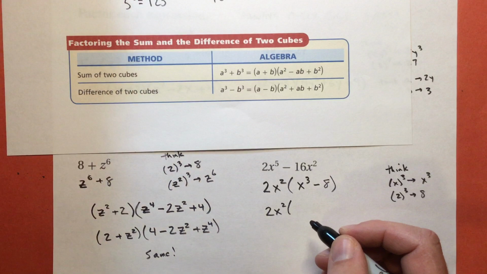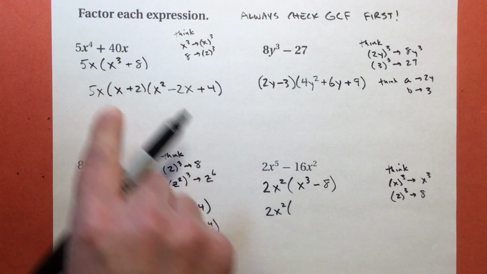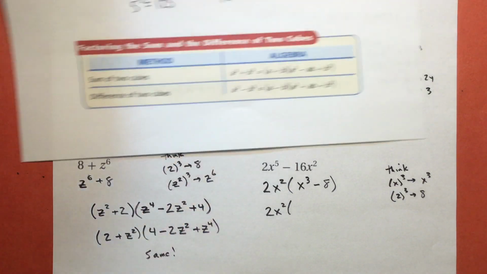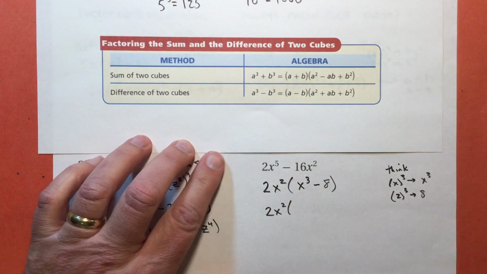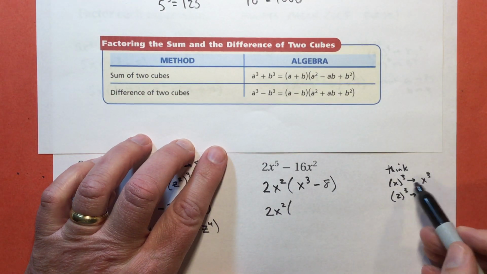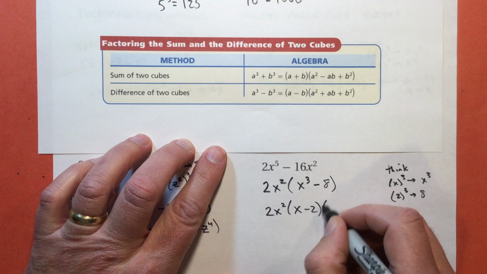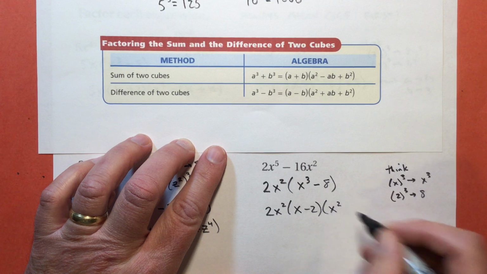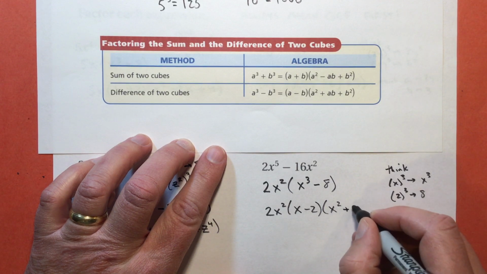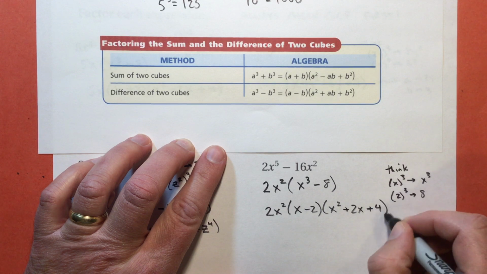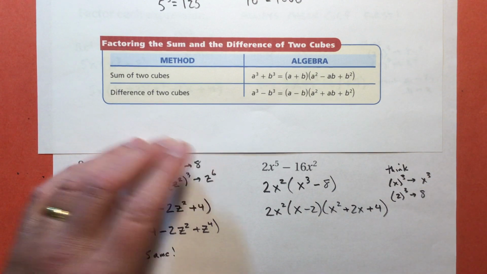And I don't know if I said it earlier, but when you get a common factor, don't lose it. Make sure that you include it in the final solution. Don't lose it. So I've got x and 2, x subtract 2 times x squared plus 2 times x plus 2 to the second power, which is 4. And that's all there is to that one.